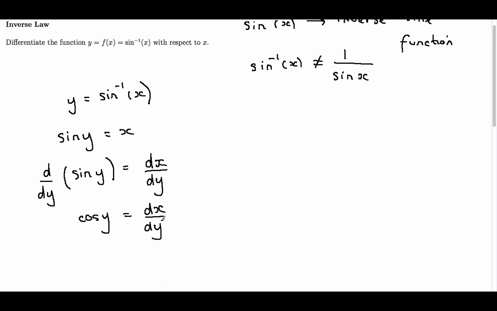But I didn't want dx by dy, I wanted dy by dx. So I can use the inverse law and just flip everything over. So I can say that dx by dy is 1 over dy by dx. So that will tell me that dy by dx is equal to 1 over cos y.